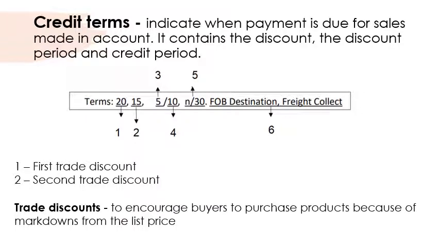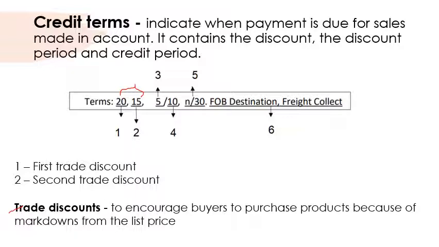We have the 20, 15. In some cases this is 20%, 15%, or this would be 20-15. These are the variations. These two items are both trade discounts. A trade discount is used to encourage buyers to purchase products because of the markdowns from the list price. The list price is the catalog price, so that's what is being recorded in the catalog of the store.